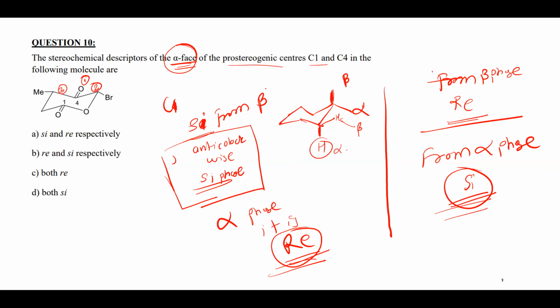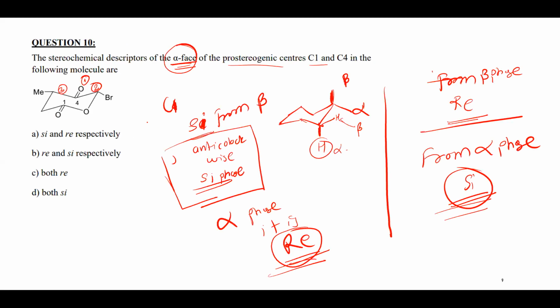We just need to identify the pro-stereogenic center, whether from the alpha side we have to see whether the face is the Si face or the Re face. So this is the problem. Here also some explanation they have given. So yes, here you can see, option B is the correct option for this. At C1 it is Re, and at C4 it is Si. So option B is the correct option.